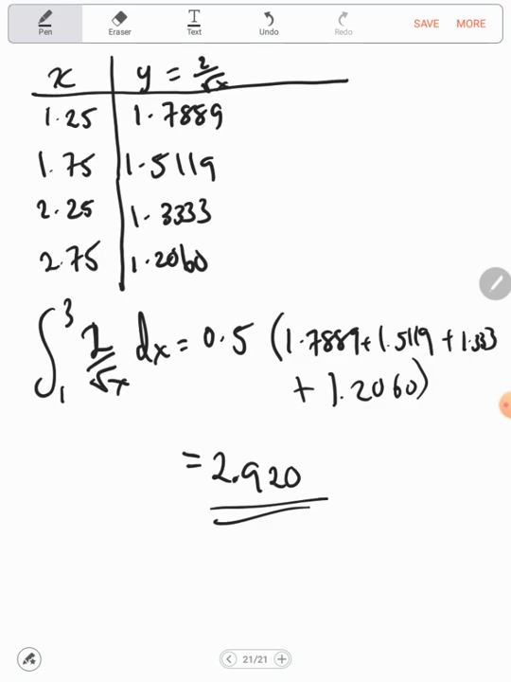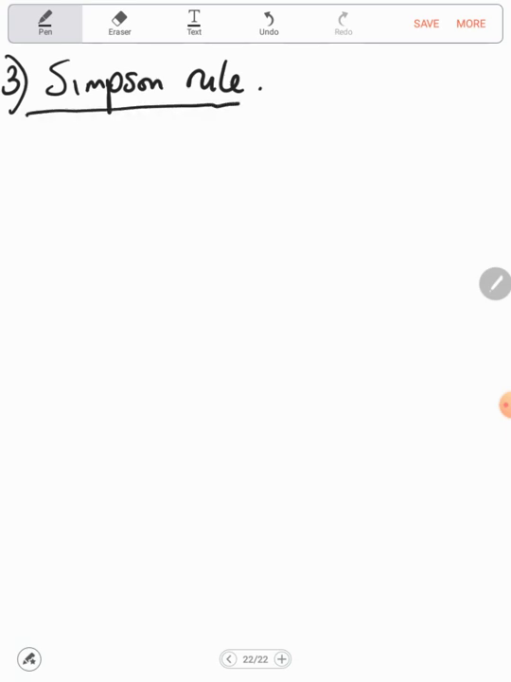Again, follow the other examples to fully understand the midpoint rule. So our final rule is known as the Simpson rule. All these rules are used to approximate integrals. Now, for the Simpson rule, here is what we do.